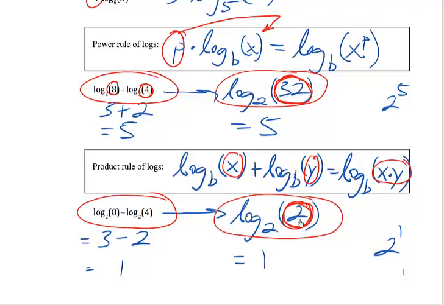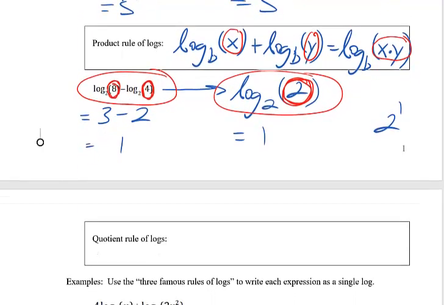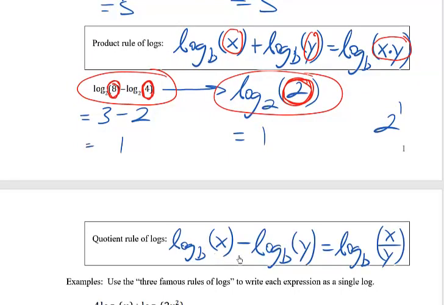The last time we had a product, right? We had 8 times 4 that made 32. Hopefully what you can see this time is that we have a quotient. Instead of these two numbers being multiplied, they're divided. 8 divided by 4 equals 2. Well, that leads us to what we call the quotient rule of logs. And let me again write that down for you. Log base b of x minus log base b of y equals log base b of x divided by y, right? That 2 was 8 divided by 4.